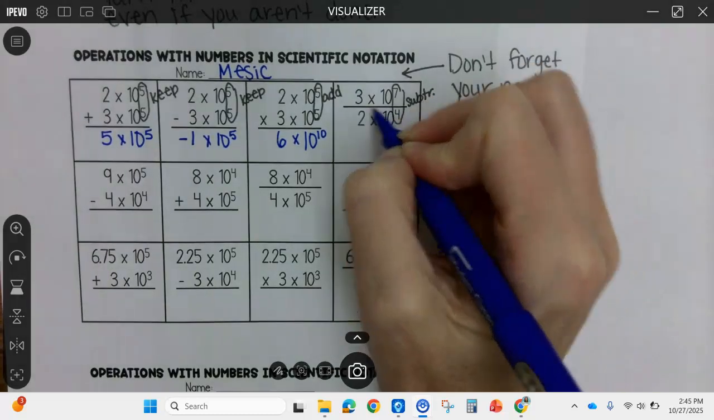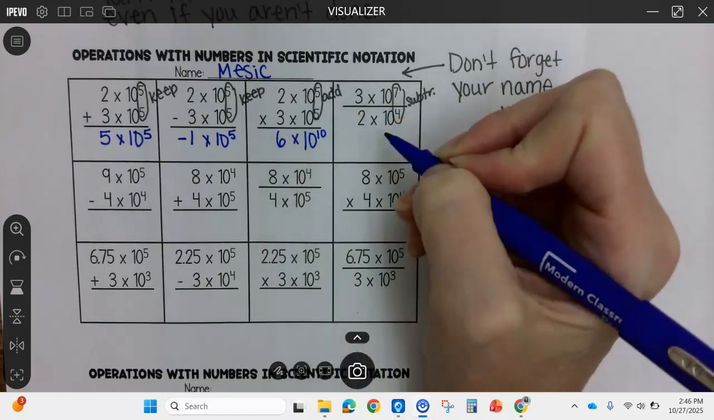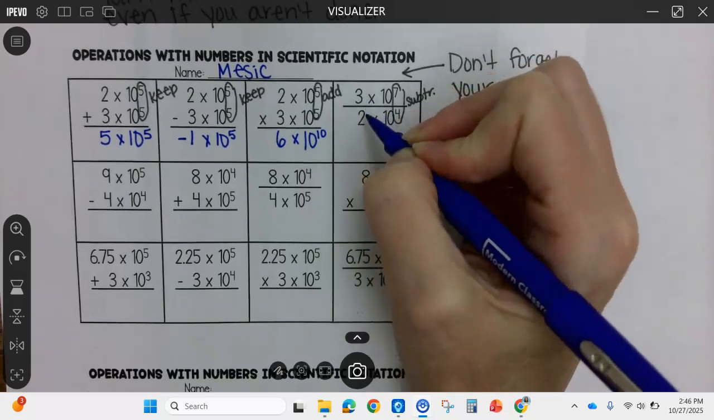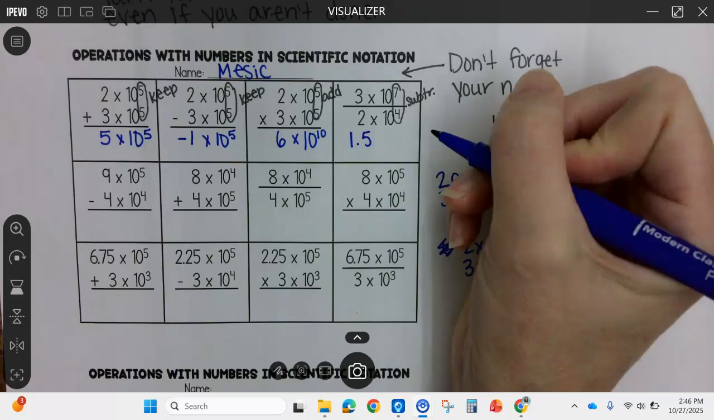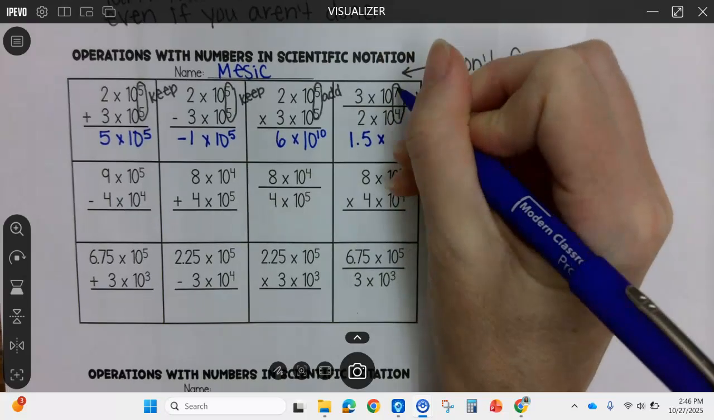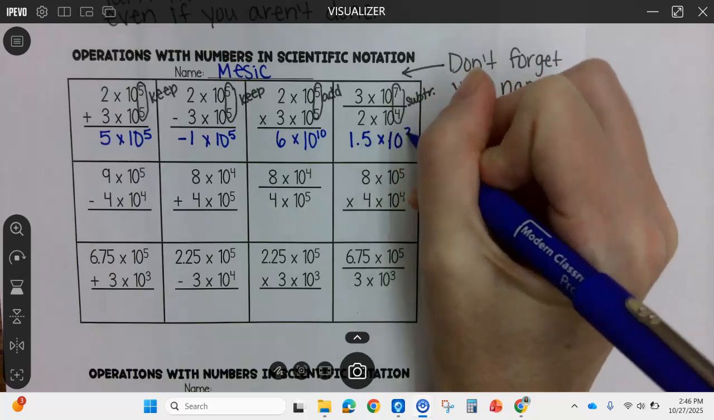All right, fraction bar means divide. So 3 divided by 2. If you have $3 and you share with 2 people, each will get $1.50. Then you're going to subtract your exponents. So 10 to the power of 3.